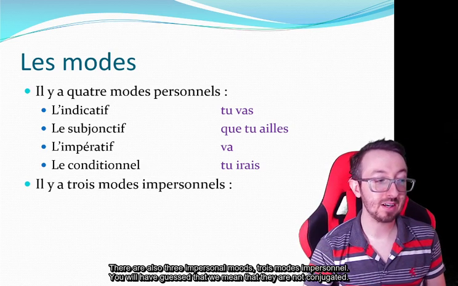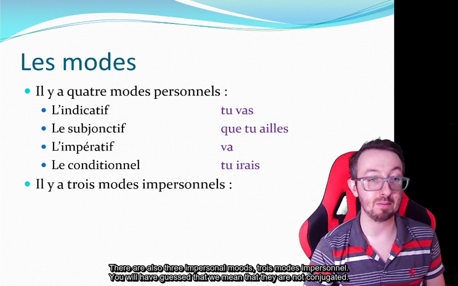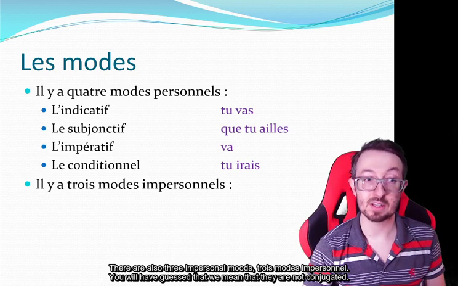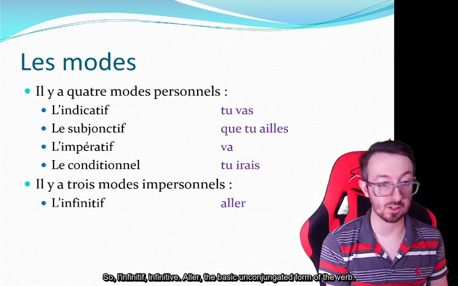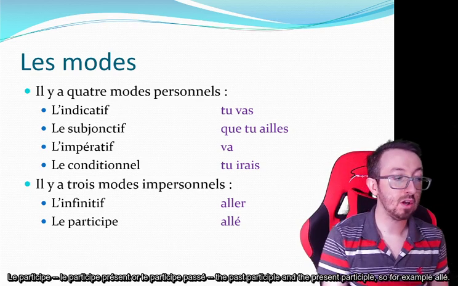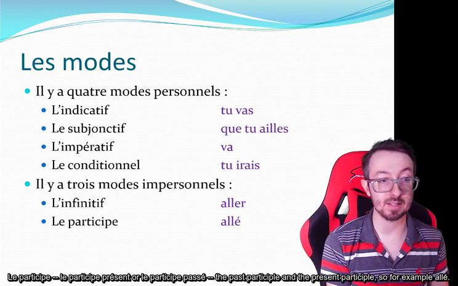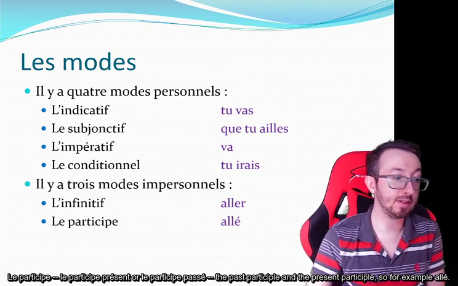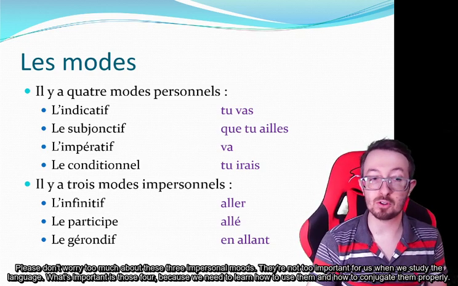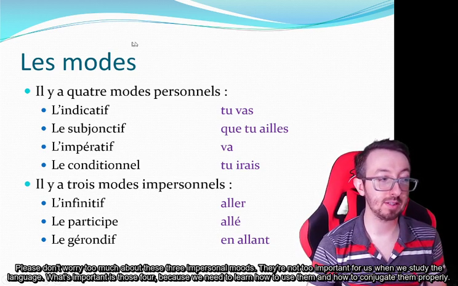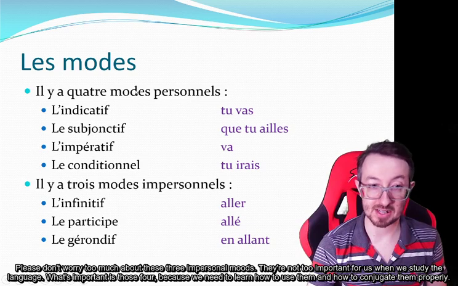There are also 3 impersonal moods, 3 modes impersonnels. You will have guessed that we mean that they are not conjugated. So l'infinitif, infinitive, aller, the basic unconjugated form of the verb. Le participe, so le participe présent or le participe passé, the past participle and the present participle. Example, aller. And le gérondif, en allant. Please don't worry too much about these 3 impersonal moods. They're not too important for us when we study the language. What is important is those 4, because we need to learn how to use them and how to conjugate them properly.